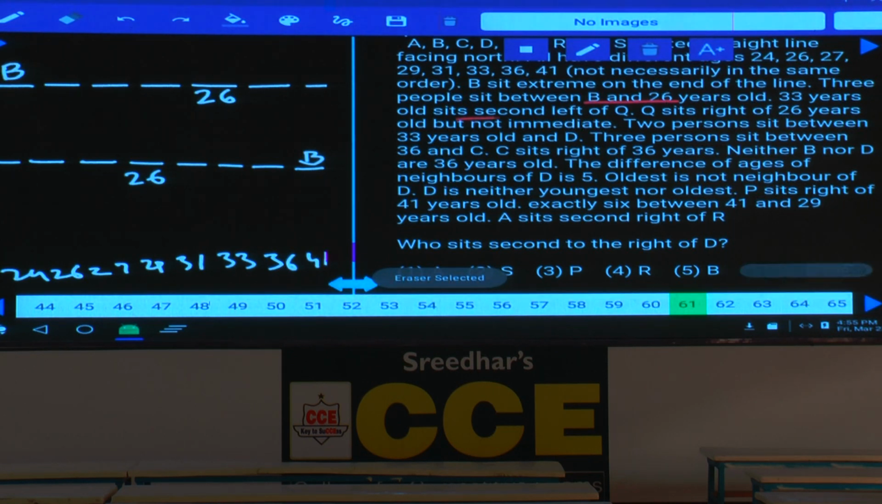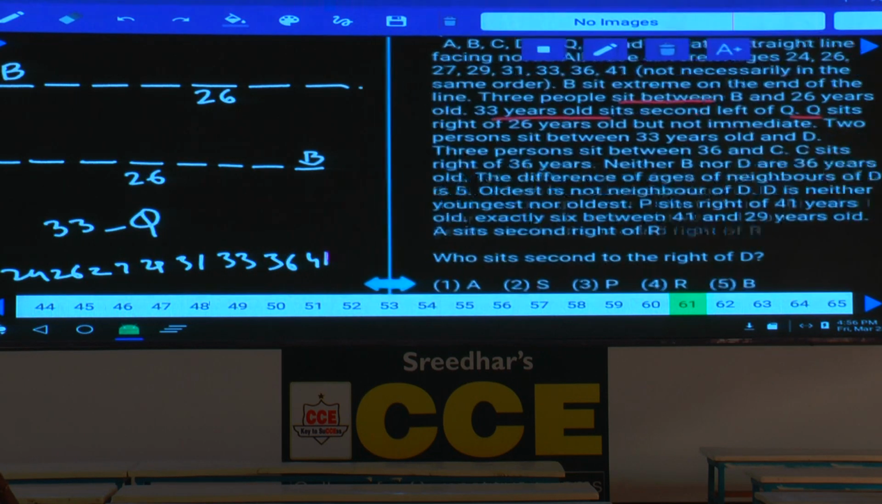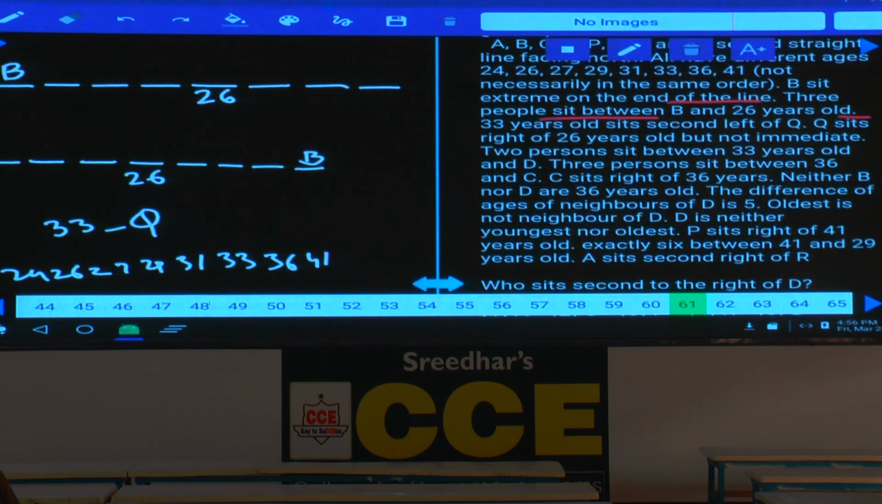And 33-year-old sits second to the left of Q. This is the information. 33-year-old sits second to the left of Q. And Q sits to the right of 26-year-old, but not immediate right. Now Q is to the right of 26-year-old, but not to the immediate right, isn't it?